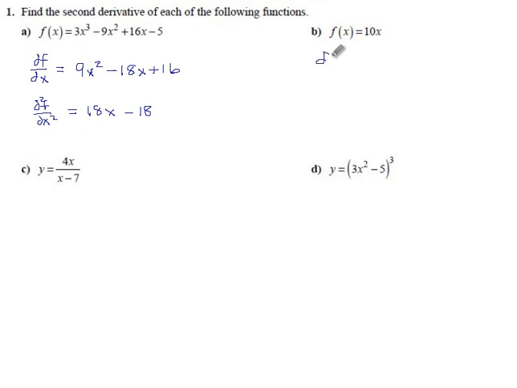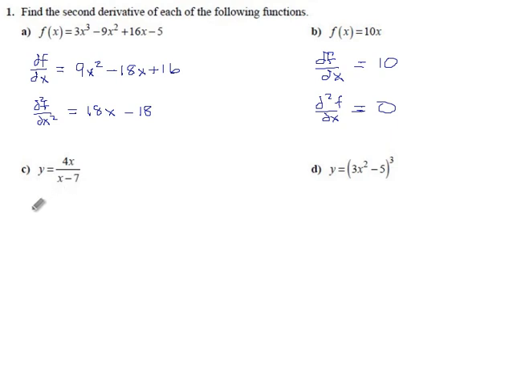In B, that actually happens. If we do df dx here, the first derivative of this is 10. It's a straight line with a slope of 10, so its first derivative says the slope is 10 always. And the second derivative is like saying, how much does 10 change? And the answer is, it does not. Its rate of change is 0.